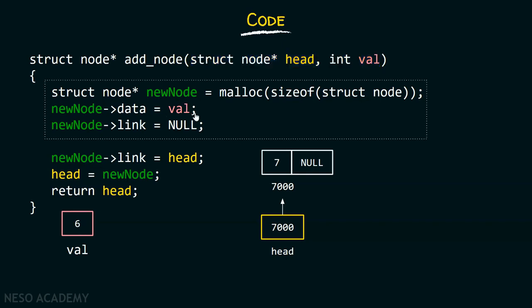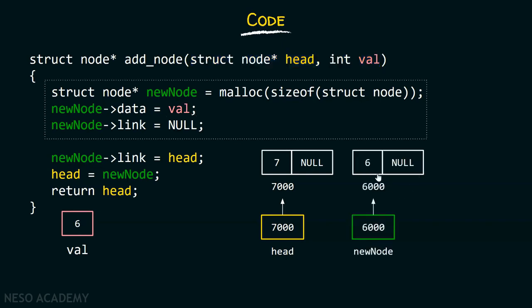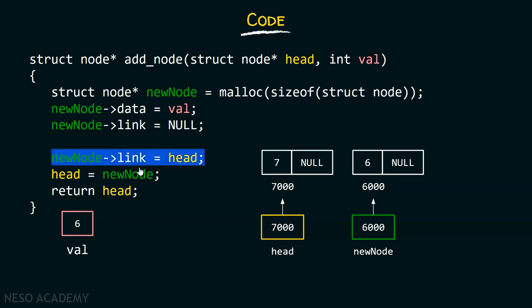After this, we will create a new node. This is how the new node looks like. And obviously in this new node, we will store the value in the data part, that is 6. And in the link part, null will get stored. This is the process. We already know this process, right? After this, new node link must be updated by head. This means that the link part of this node must be updated by the head, which is nothing but 7000. Now this node is simply pointing to this node. This means that this node has been inserted in front of this node.